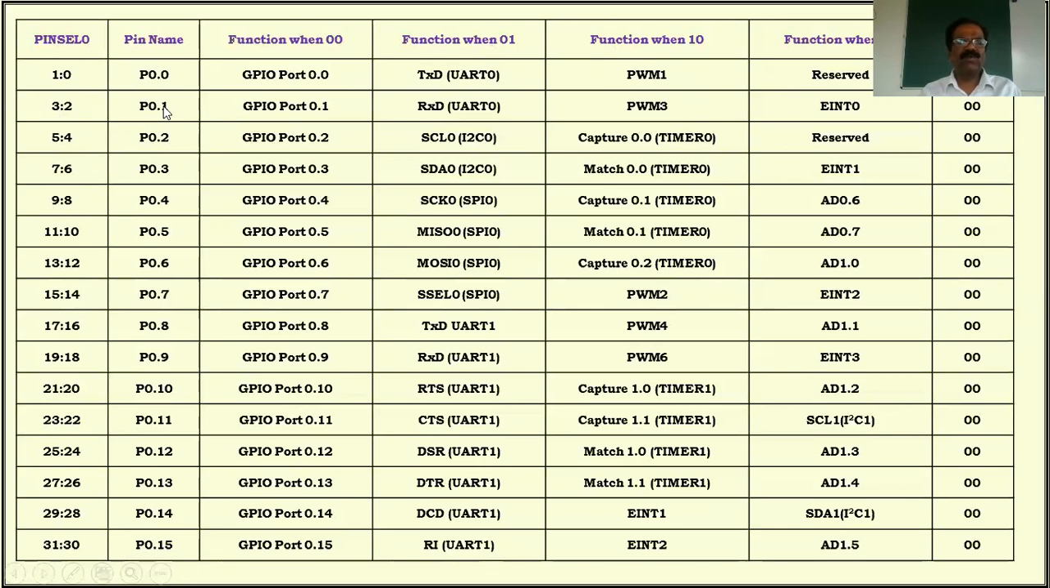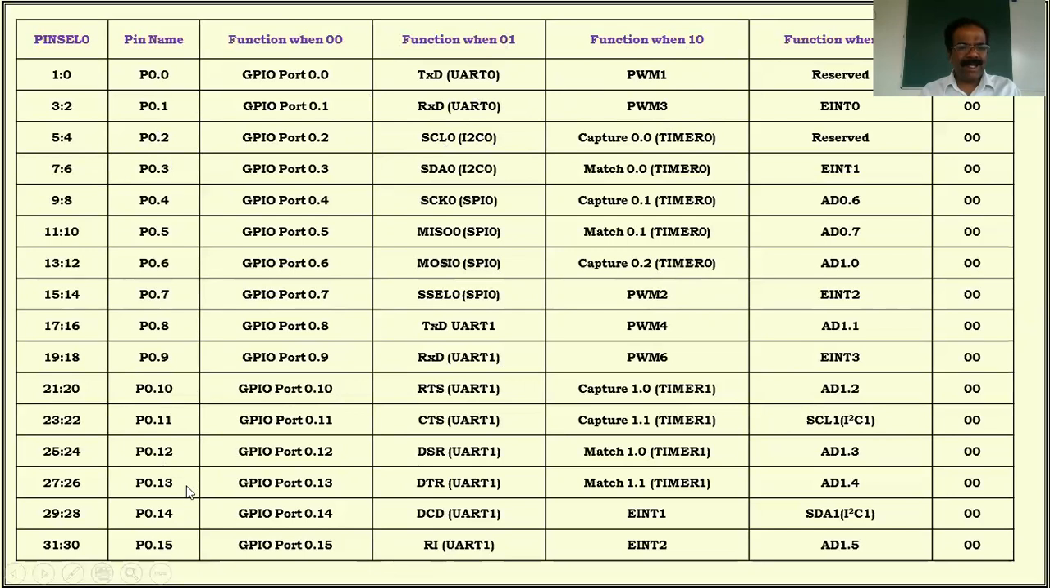Once again, we can have 4 combinations: 0, 0; 0, 1; 1, 0. If it is 0, 0, we can use this as general purpose input output. If it is 0, 1, it is for RxD. If it is 1, 0, PWM3. The remaining pins work the same way.